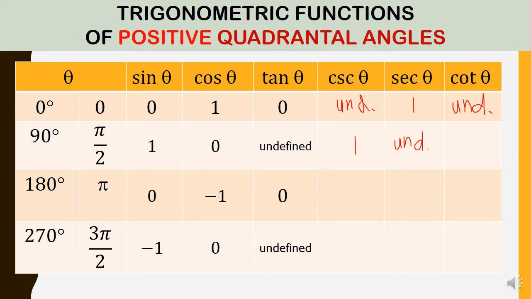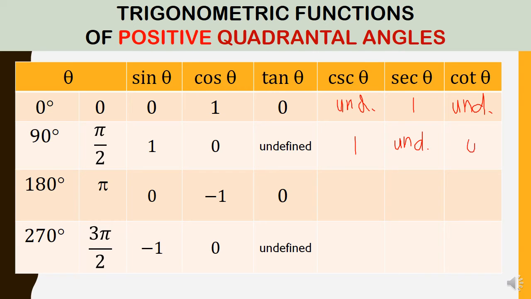Take note, this repetitive process reinforces the idea that cosecant is the reciprocal of sine, secant is the reciprocal of cosine, and cotangent is the reciprocal of tangent. And also, we can identify cotangent as cosine over sine. Okay? So again, cotangent is cosine over sine, so that makes it 0.